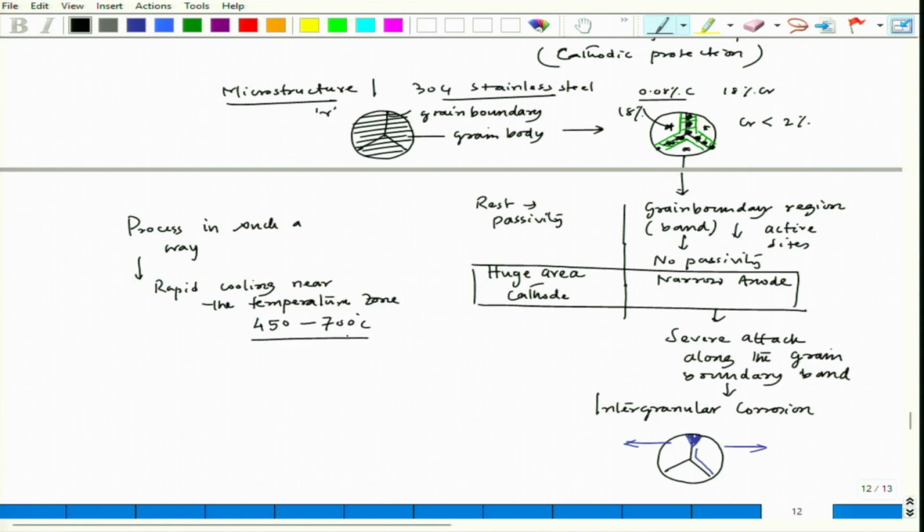Around that zone, if we cool it faster, then of course this chromium carbide will not form along the grain boundary. If we don't form chromium carbide, that means the chromium is staying in the solution and it is uniform all over the places near the grain boundary as well as the grain body, and that narrow band is not forming where chromium content goes below 2%, and then we do not have such a problem of narrow anode as well as large cathode, and then the problem of intergranular corrosion can be avoided to a great extent.